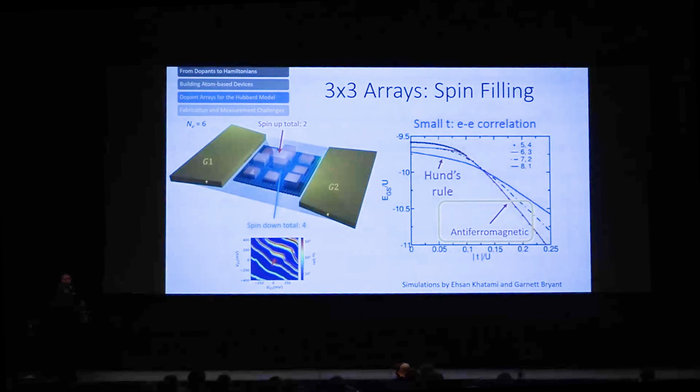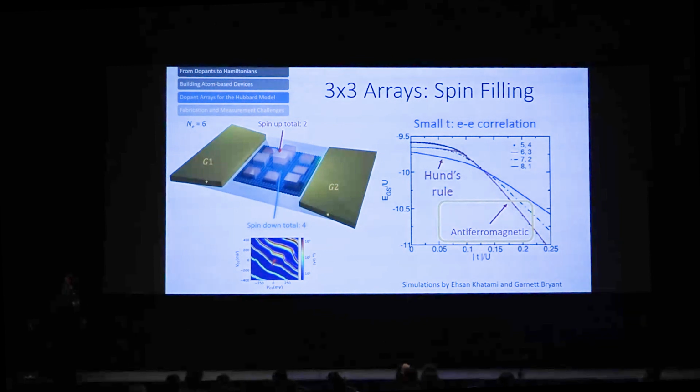So we can also start to think about how we're filling spins into the array, which is what this picture is supposed to show. The red or pink regions are spin up and the blue regions are spin down. What our theory tells us is that in highly tunnel coupled regimes we would expect an antiferromagnetic state, where we're getting as many spin ups and spin downs as we fill in one by one, to minimize the total spin of the system.